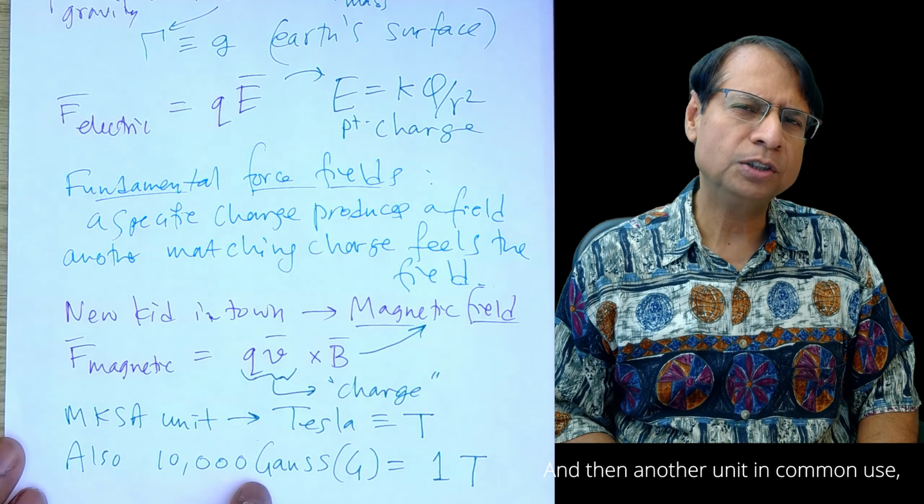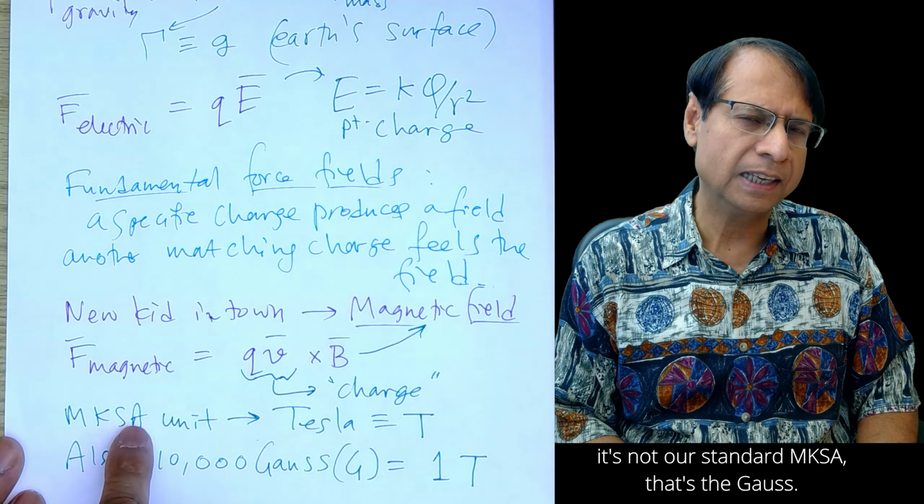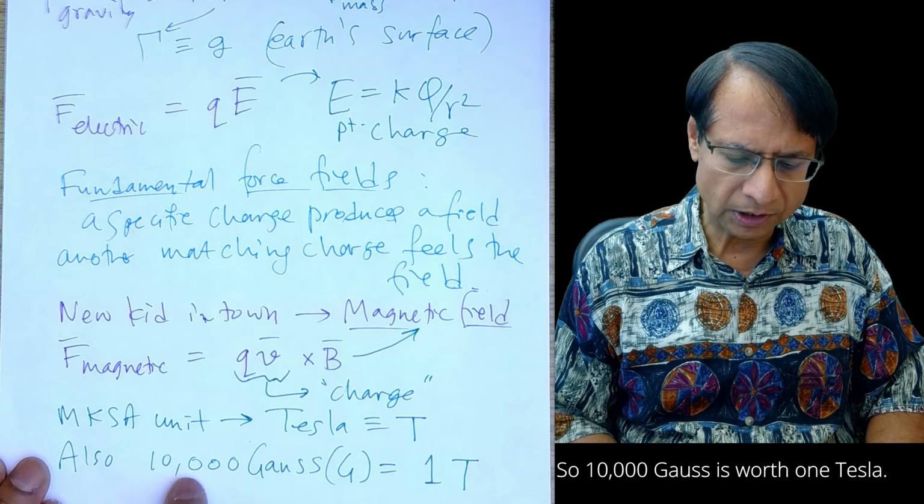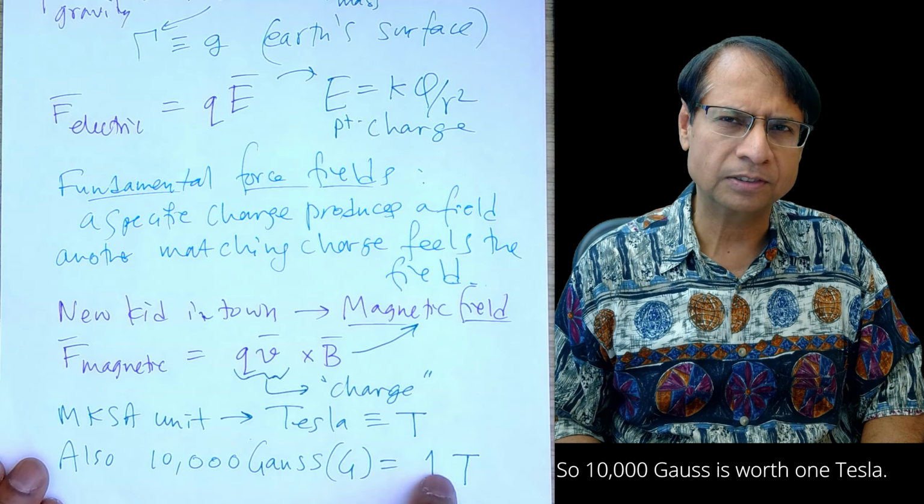And then there's another unit in common use. It's not our standard MKSA. That's the Gauss. It's a smaller unit. So 10,000 Gauss is worth 1 Tesla.